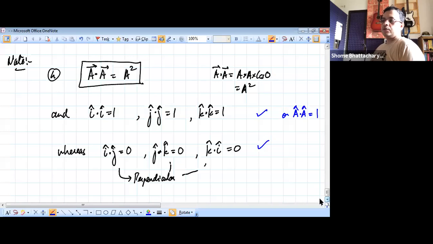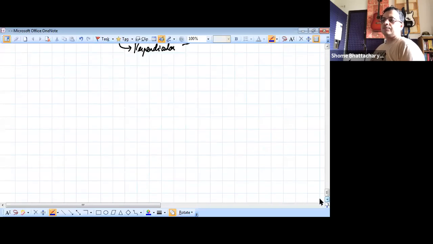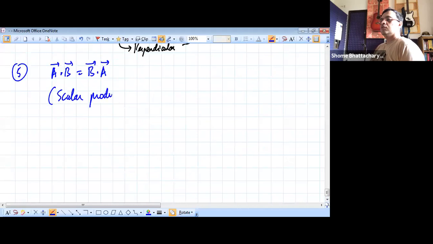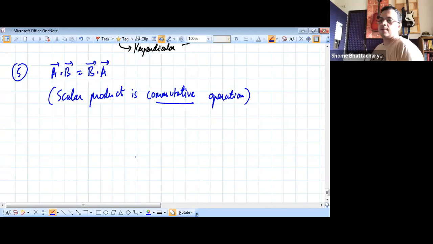Okay, so understood this now? It's very obvious, I think. Now, next property, very important. A dot B is identical to B dot A. And this is very clear from the definition. So dot product or scalar product has what we call the commutative property. It's a commutative operation, like multiplication or addition. Whereas division is a non-commutative operation because A by B is not equal to B by A.